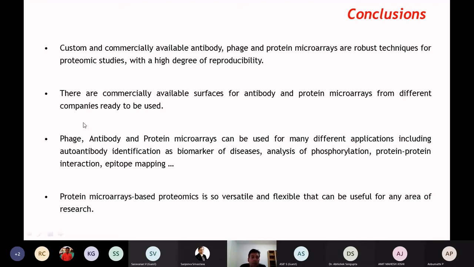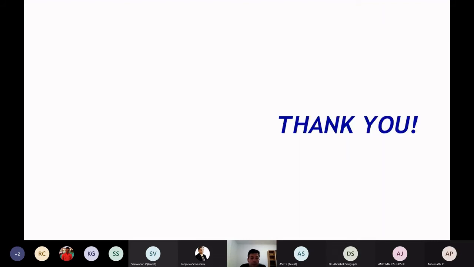The main message for you is that phage, antibody, and protein microarrays can be used for many different applications, including autoantibody identification as biomarkers of diseases, analysis of phosphorylations, protein-protein interactions, epitope mapping, and that protein microarray-based proteomics is so versatile and flexible that it can be useful for any area of research. You can imagine what you can do with this technology in your area of research and apply it. And these are the main messages of my presentation.